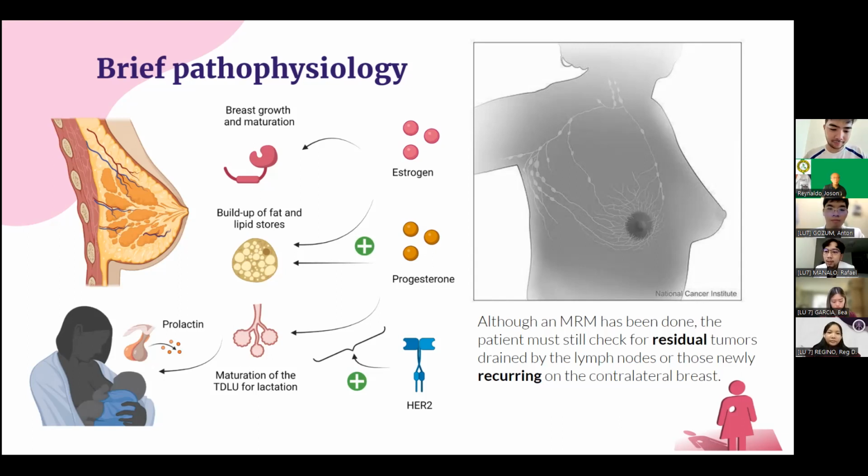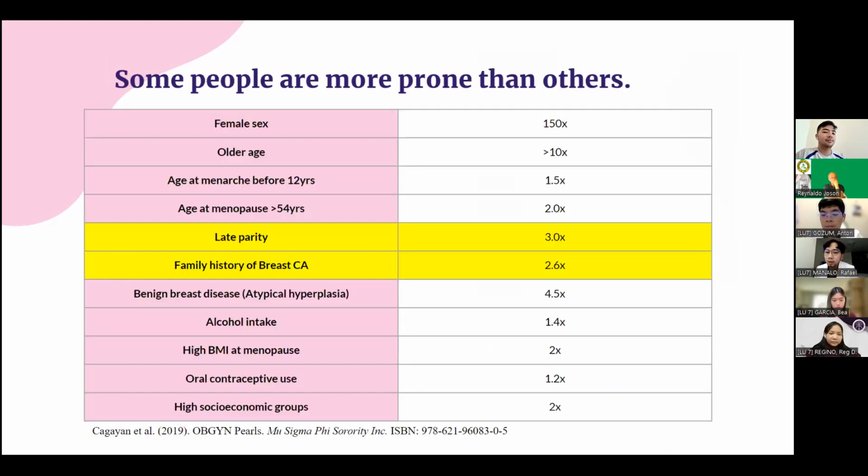And after mastectomy, we also need to look out for any kind of residual tumors that may not have been seen or resected in the breast tissue, as well as to look out for the contralateral breast for any recurrence of your breast cancer. So although an MRM has already been done in the patient, we must continue to empower them to check for any recurrences or any residual tumors being drained by the lymph nodes, as well as those that may appear on the contralateral breast. Next slide, please.